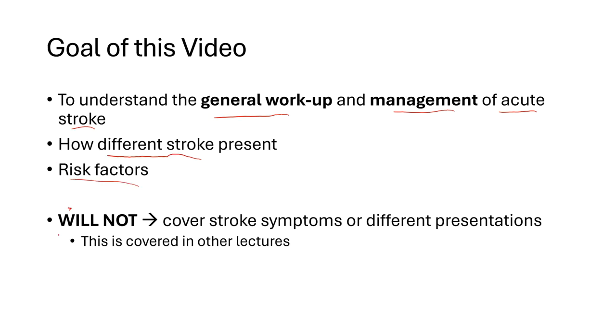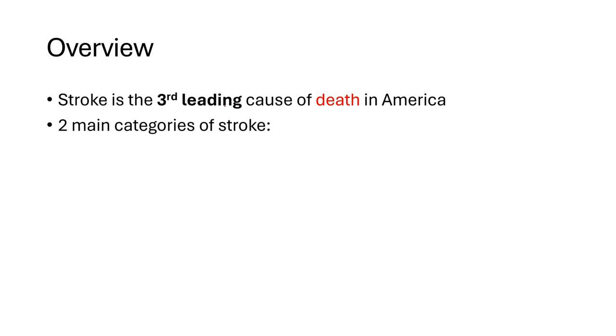with each one. We will not discuss the different symptoms as well as different presentations that we may see comparing cerebral to cerebellar to brainstem strokes. That will be covered in other lectures. The reason why stroke is so important is because it is the third leading cause of death in America.